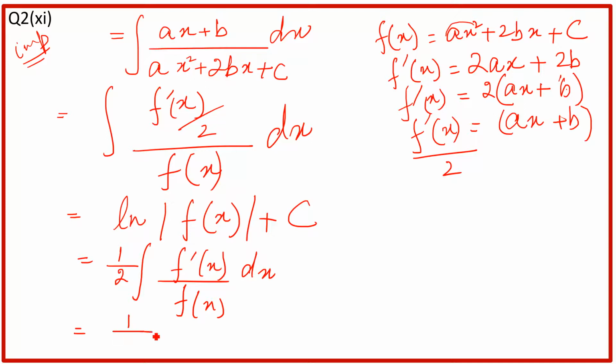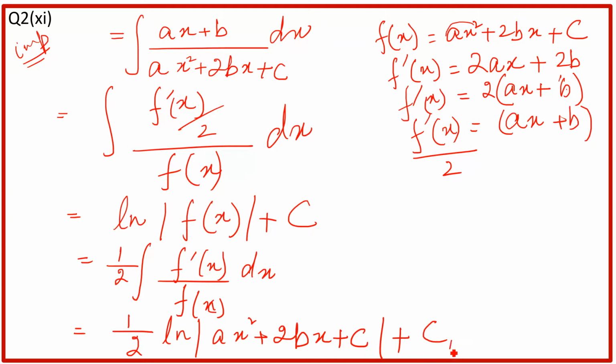So it will be 1 over 2, right? f of x, this is the function, and now we have the derivative in the numerator. So natural log of f of x, right? Since we have ax², whatever you have, 2bx + c, put the value, and then the constant of integration is c. We already have c here, so in order to differentiate it, just write down c1, c0, whatever, right?